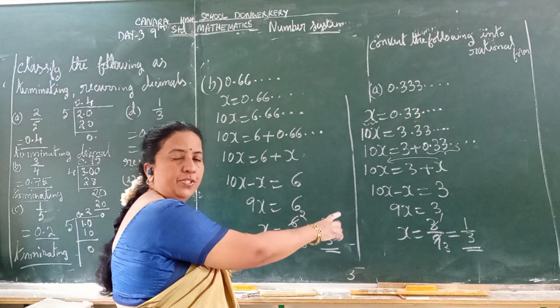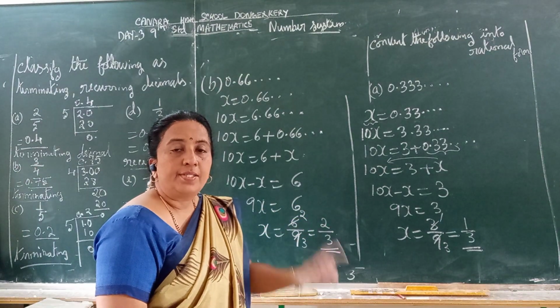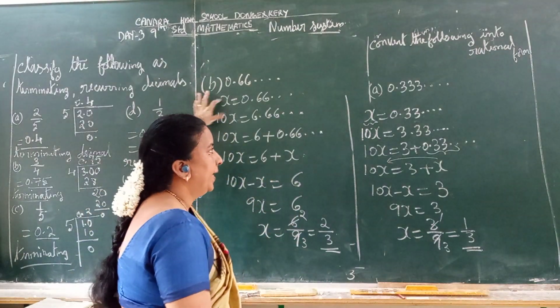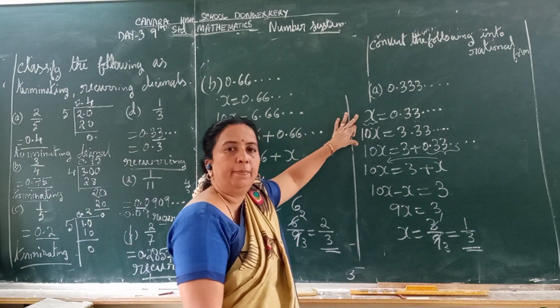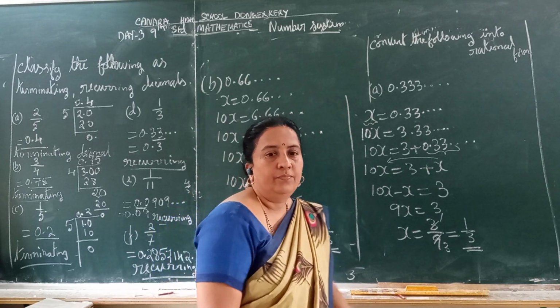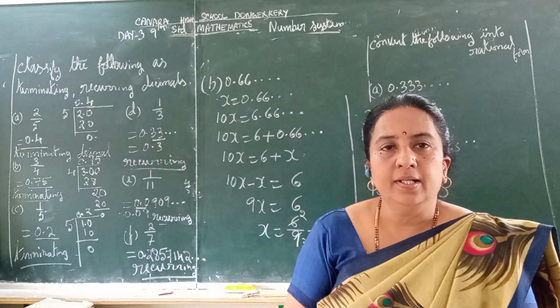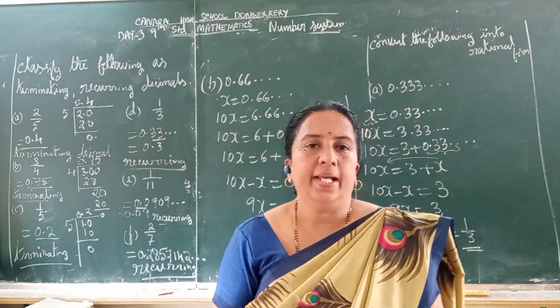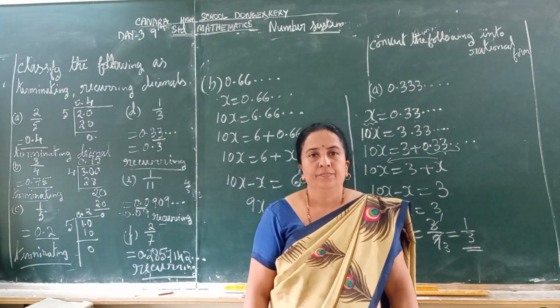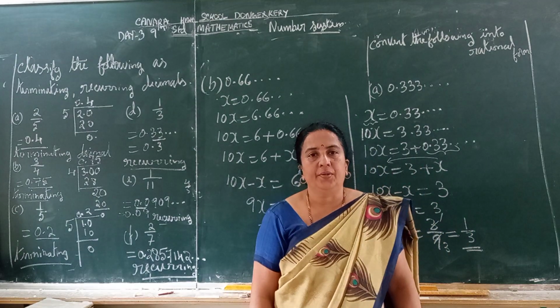Understood these two sums? When a single digit is repeating, therefore x and 10x have to be written. That's it. Revise today's sums again and again. Practice more such sums. This much is sufficient for today.